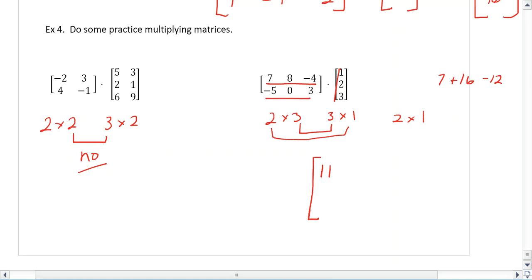Now let's take this bottom row times this column. 1 times negative 5 is negative 5. 2 times 0 is 0. And 3 times 3 is 9. 9 and negative 5 is 4. So that's my answer for that product.